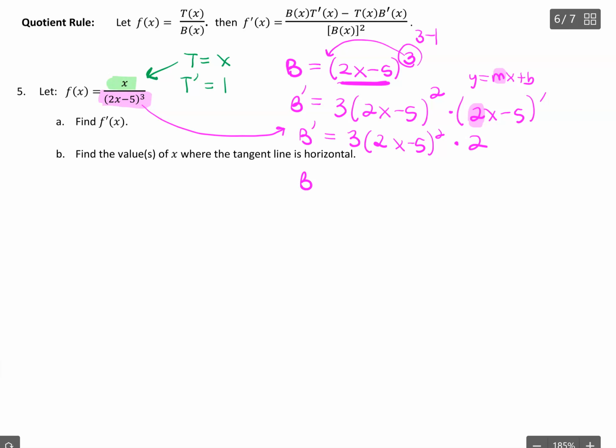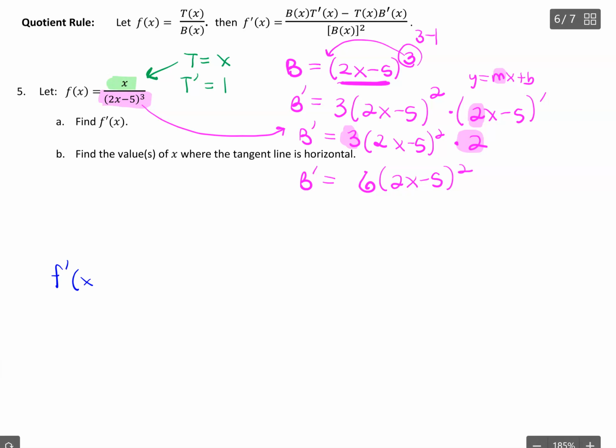And then when I clean this up just a little bit more, that's going to give me what? Order doesn't matter when I multiply. So 3 times 2 is going to give me 6. And then I'll write my binomial square there. Okay, so now that I have all those pieces worked out, I can put them into the template.